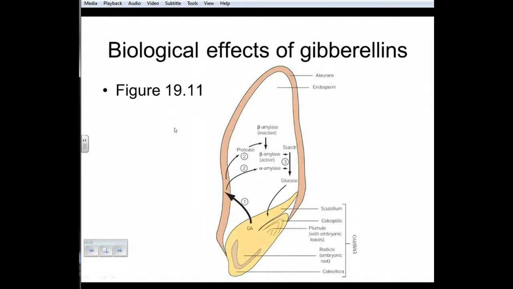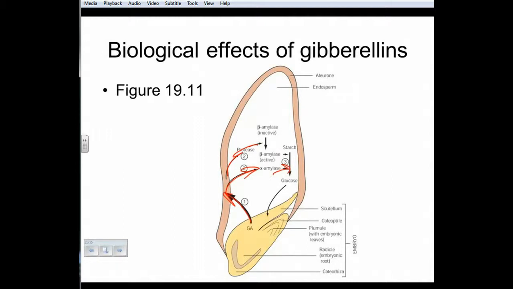Here's one from the book, just to show you again. Gibberellic acid diffuses into the what? The albumin, cool. Where it produces alpha amylase and also a protease to produce beta amylase. We talked about alpha amylase. And alpha amylase does what? Breaks starch down. That starch, either as glucose or maybe even the maltose, then goes back into the embryo and supports growth. Cycle complete.